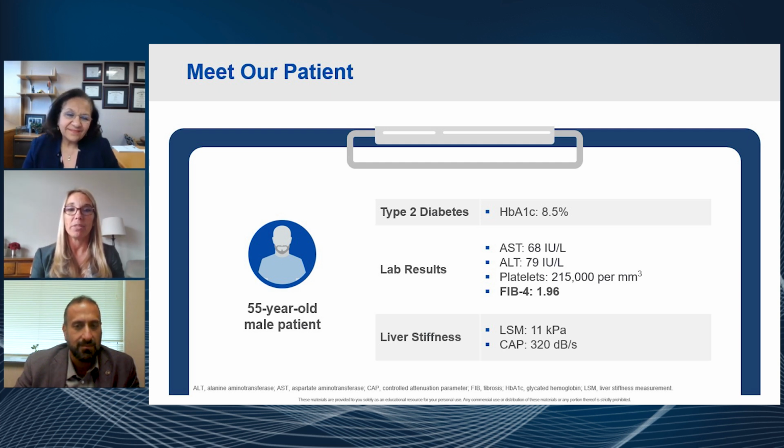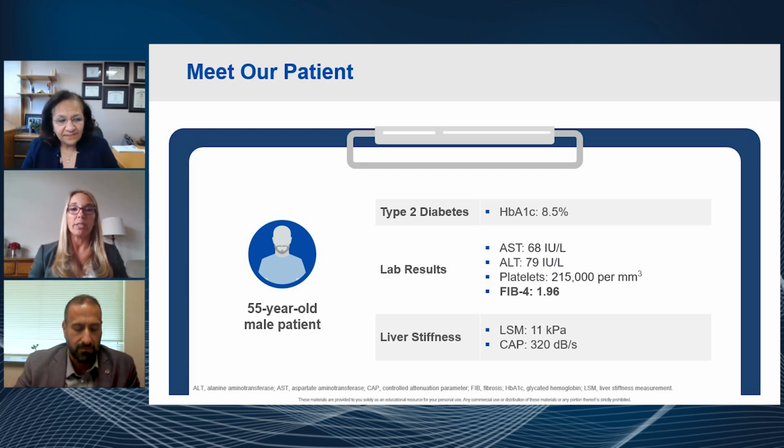And here's some basic lab results. We see he's got elevation of his transaminases, 68 AST and ALT of 79, normal platelets, and then a FIB-4 of 1.96. We're going to talk about these values in the next slide, notably the fibrosis assessment slide on this FIB-4 and what that is looking at. Actually, before we go to the next slide, let me just also point out this FIB-4, and we're going to learn in the next slide, is kind of in the indeterminate range.